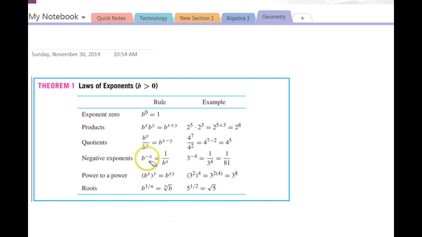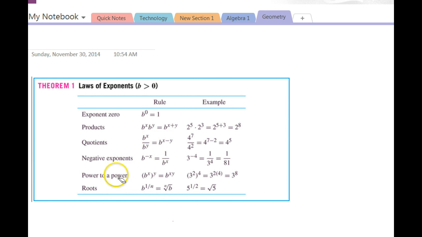Cuando son potencias que tienen bases negativas, nunca se puede quedar en negativo el exponente. You can never leave the exponent negative. Lo tenemos que simplificar para que se vea de esa forma, positivo.